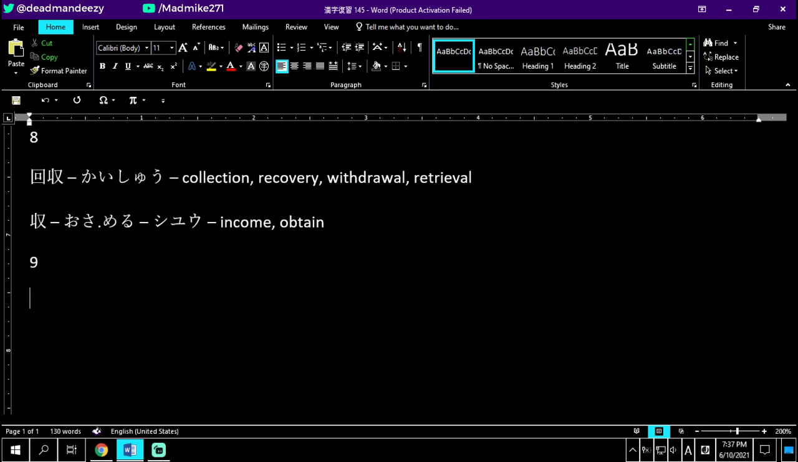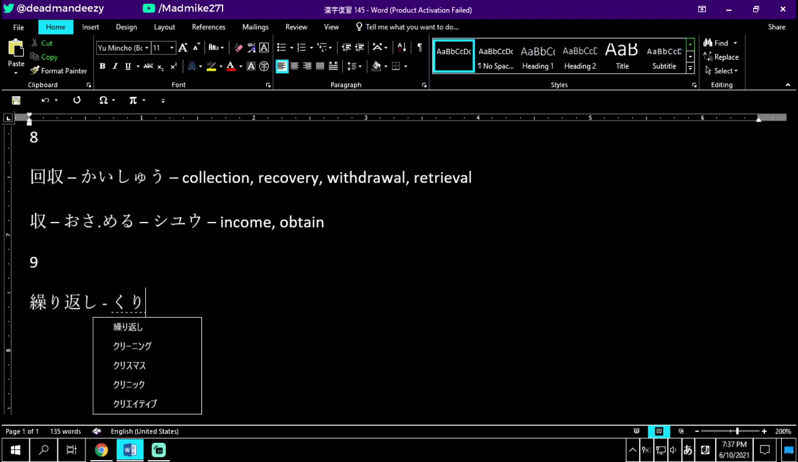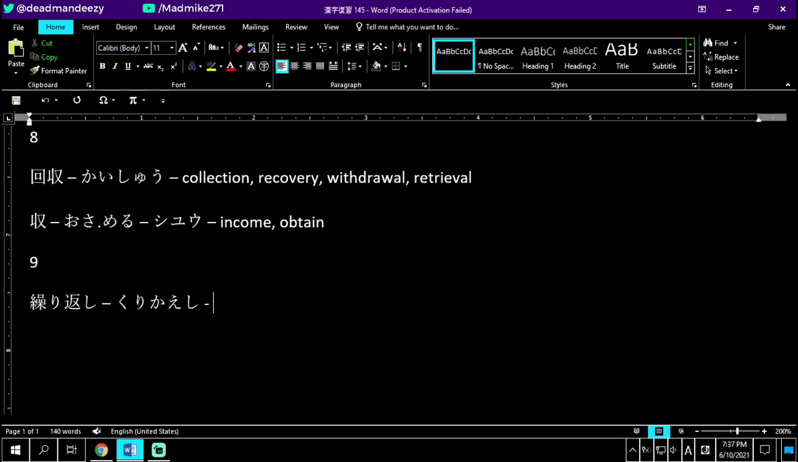Another easy one. Oh, no, it's not. This is a hard one. Kurikaeshi. On the right side here we have kaesu, which is to return something. Kaeru is for you yourself to return home, but kaesu is to return something. And kuru is our new kanji.